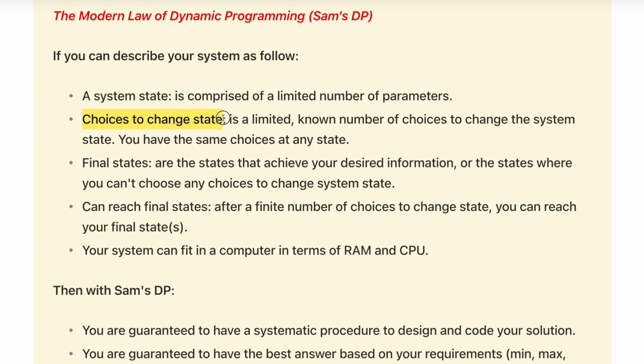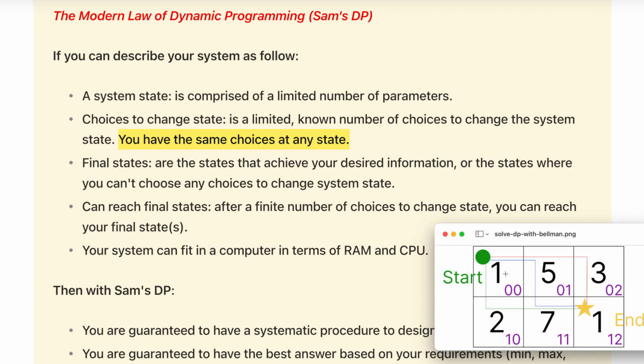Choices to change state. It's a limited, known number of choices to change the system state, and you have the same choices at any state. So if we are here at 0, 0, our choices to change state are either going down or going right. And when we change state by going right, our system state is going to change from 0, 0 to 0, 1. If we choose to go down, our system state is going to change from 0, 0 to 1, 0.